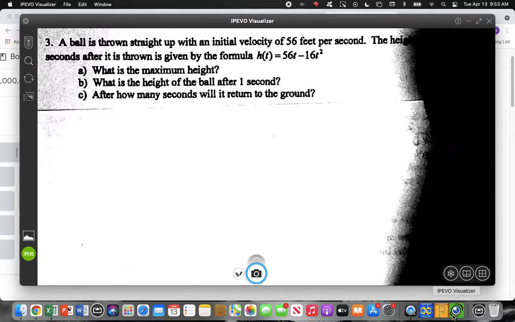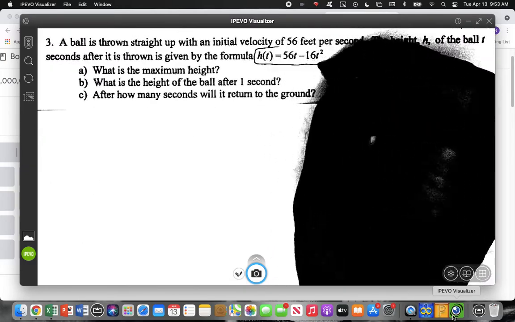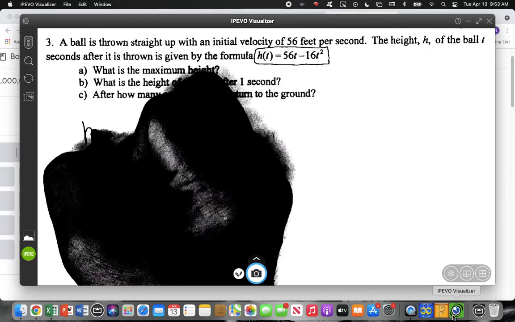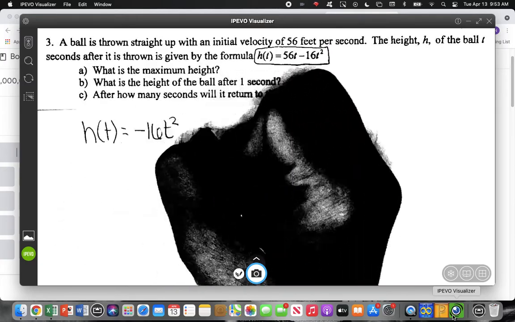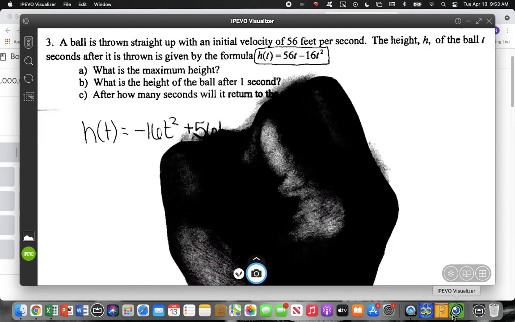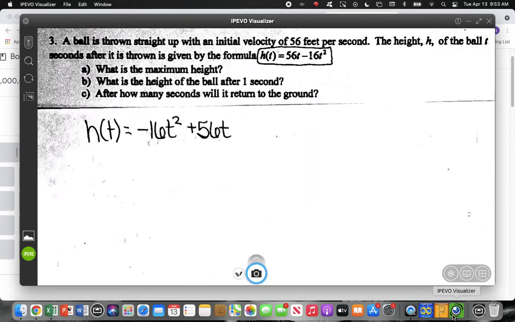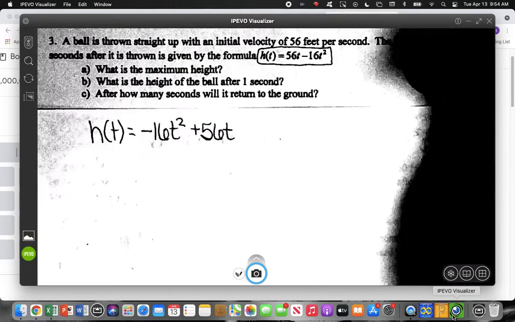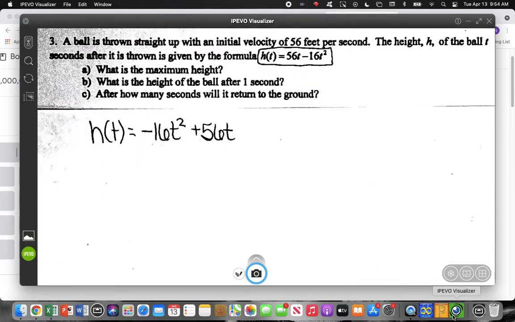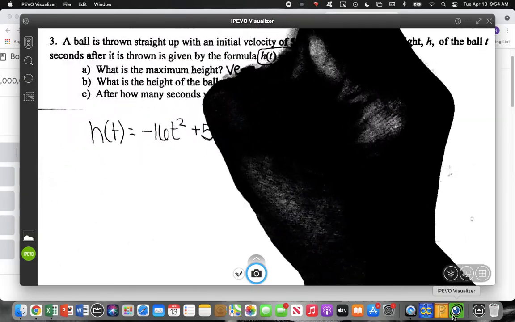The first thing I would do on this right here is I would change it to this. It's a negative 16t squared and a 56t. So here's a couple things. If it says maximum height for part A, what are you going to be doing there? All right, on part A, you're going to find the vertex.